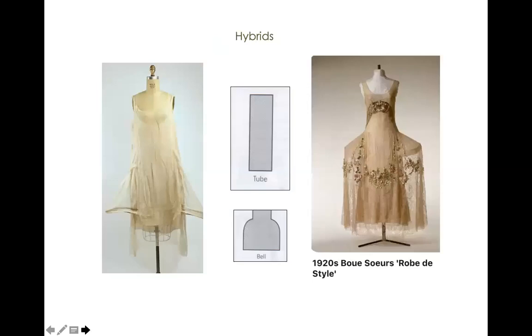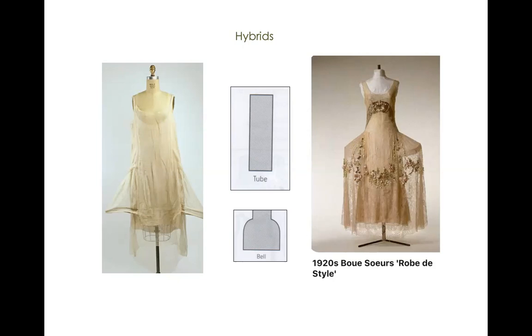And here is another hybrid. This time the narrow part is on the top and the bell is at the hem. The Boué Soeurs were one of the early couturiers in Paris in the 1920s, very romantic, and the precursors to Madeleine Vionnet, who came along after them. Have a look at the beautiful little undergarment on the left-hand side and the frame that is incorporated into it. And then there must be a similar kind of garment under this dress on the right, this very fine, delicate lace dress.